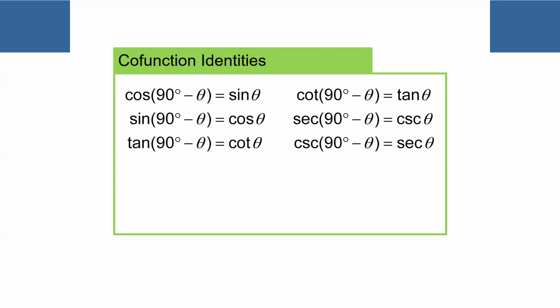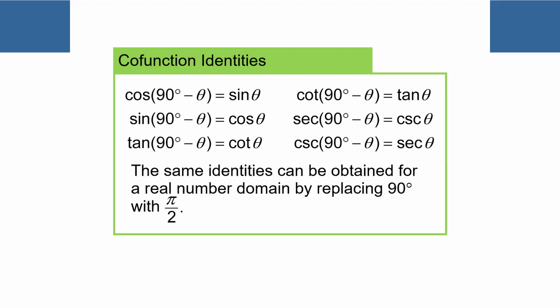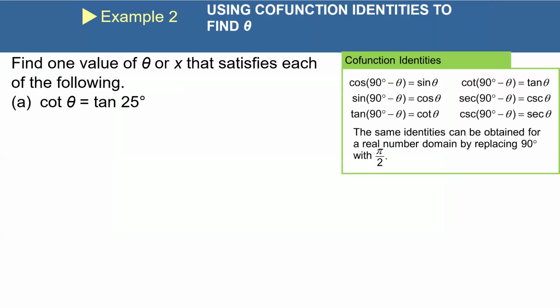Do we got them down? Are we ready to use the cofunctions? All right. So up first, it says find one value of theta or x that satisfies each of the following. So we have the cotangent theta equals tan of 25, okay? So the cotangent theta equals tan of 25.